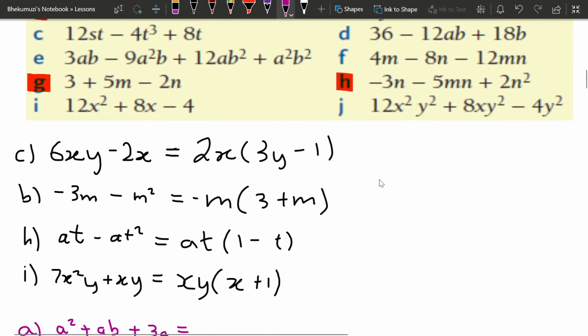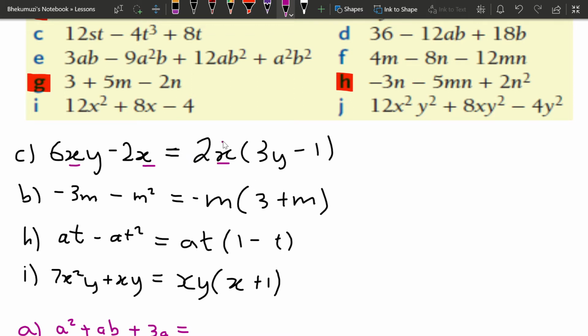Okay. So now here is 6xy minus 2x, and that is equal to 2x times the bracket 3y minus 1. Why? Because as you can notice, 2 and 6 are in the same times table. If they're in the same times table, that means we can take them out. They are common, right? The highest common factor is just 2. And also, we see that each term has x. Therefore, it's 2x.